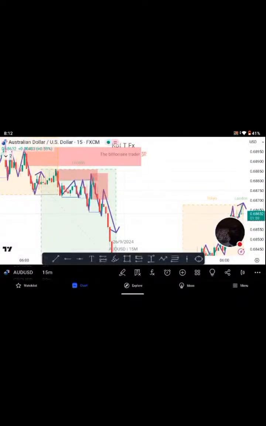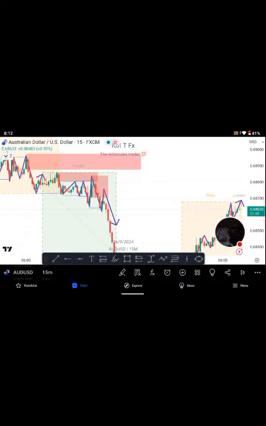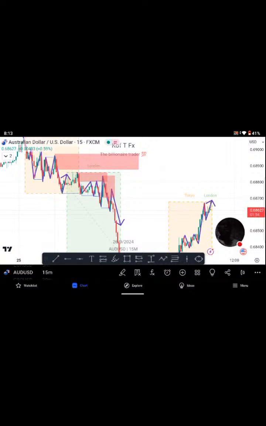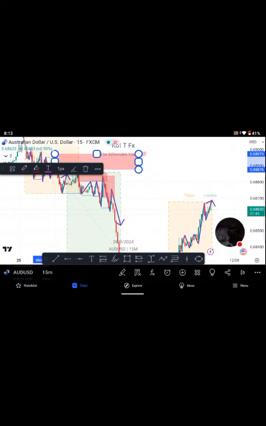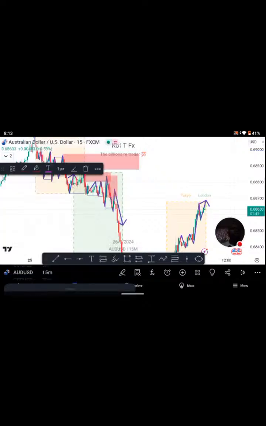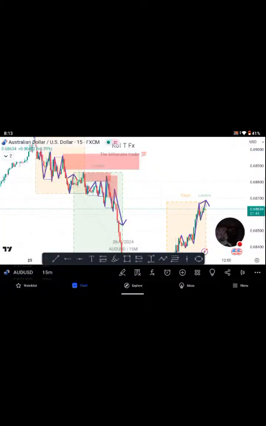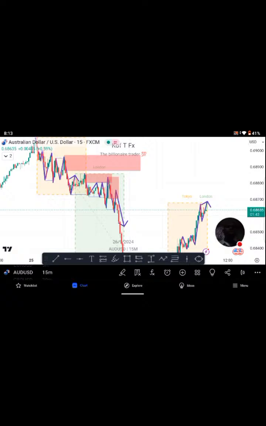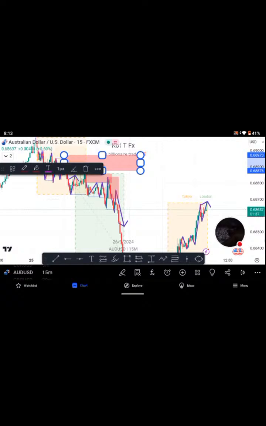What I expect is probably price coming to this fresh supply zone, then sell. However, I'm not going to take this particular trade, but I'm going to share what happens afterward tomorrow during the live session.